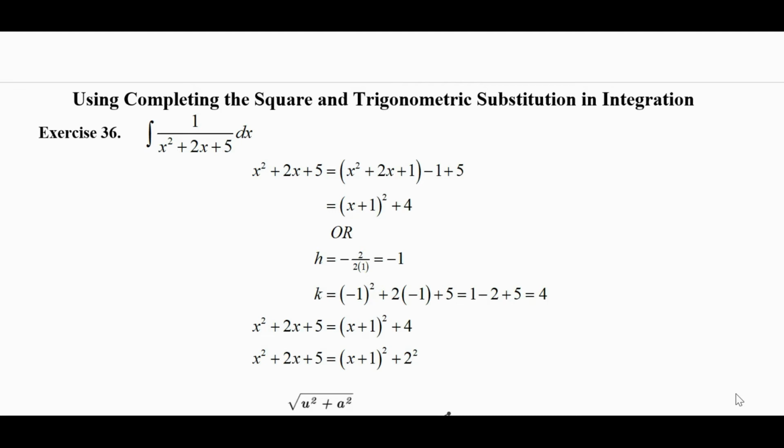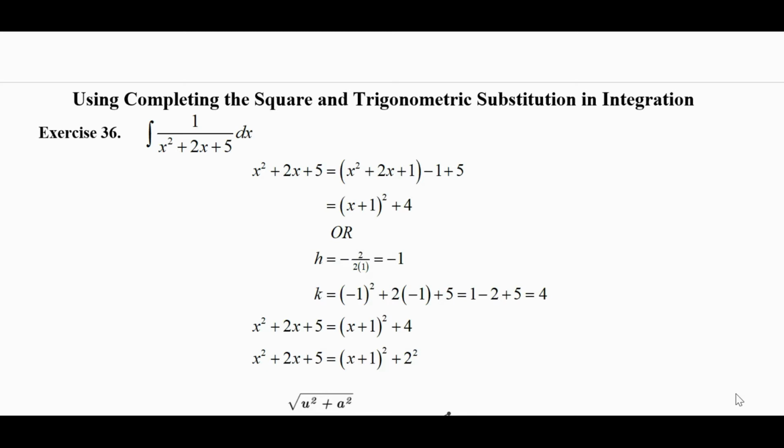In this video, we're going to see how we can use the algebraic technique of completing the square to help us do a trigonometric substitution, allowing us to find an antiderivative, so an integration technique. So we have the integral of 1 over x squared plus 2x plus 5. So we see this quadratic polynomial in the bottom.